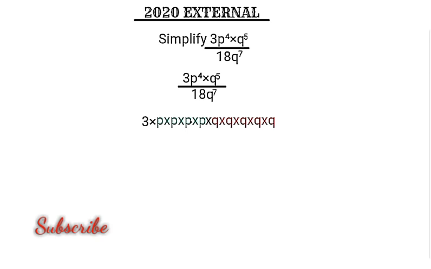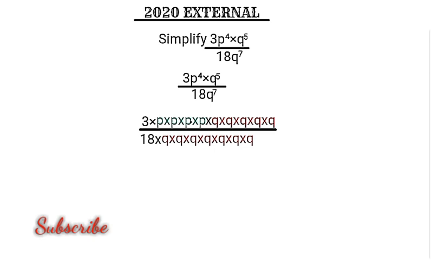Once we are done doing that, then we are going to underline the whole expression, then the entire expression divided by, so we're going to divide it by, first we are going to expand 18q raised to the power 7, which is going to be 18 multiplied by 7 q's. Okay, now we have expanded the given expressions.